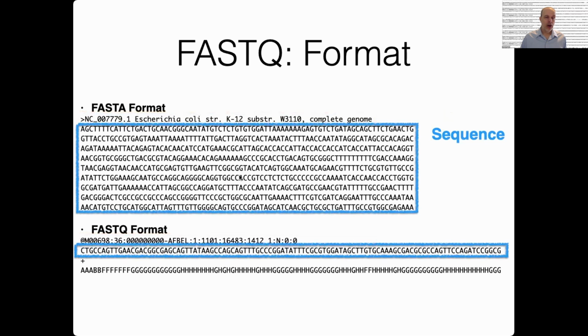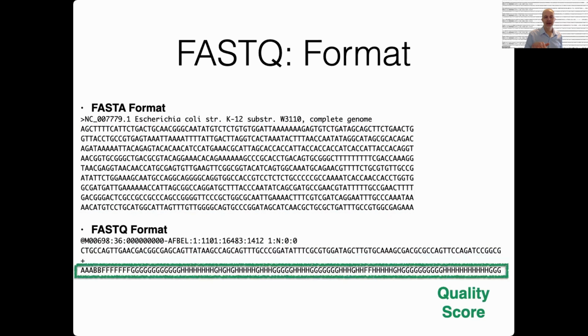The next part of both of these files is the actual sequence. And so this is the genome sequence of E. coli. This is one read worth of sequence, right? And I think this is 75 base pair or 100 base pair reads. I can't remember. But for both of them, the sequence is the second part of the format.